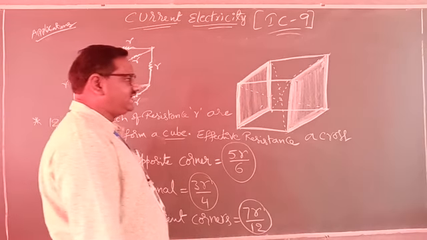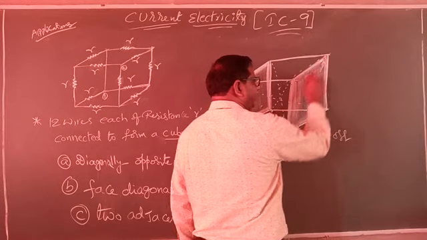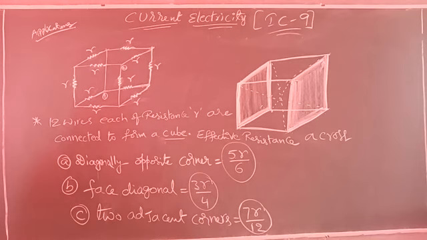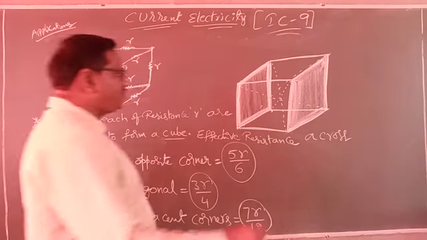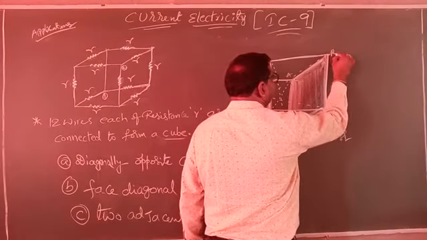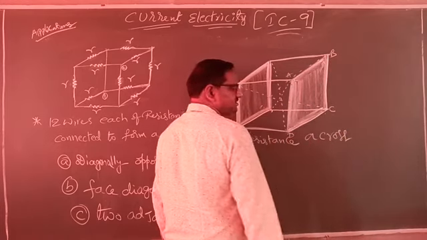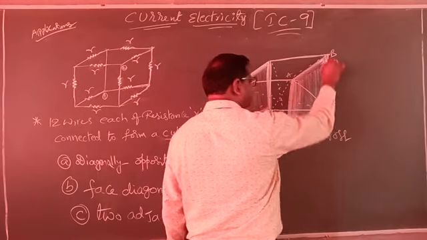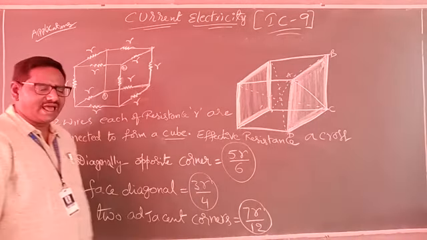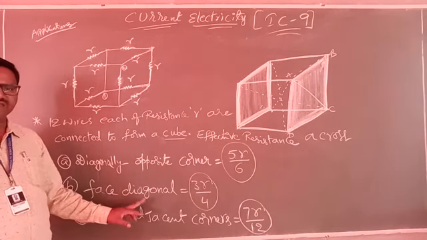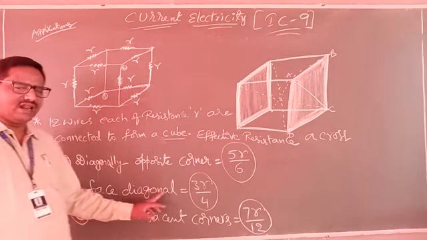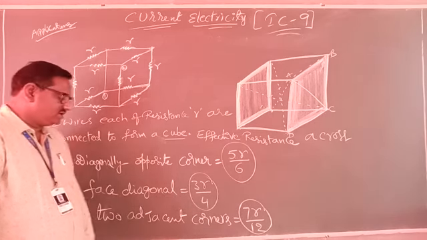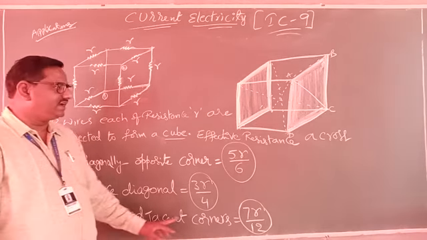Now, face diagonal. Face means we already know that. Here the shaded part is one face. Shaded part diagonal means how can you write? Very simple. Suppose I give the names ABCD. This is one face. In that, the diagonal is nothing but either AC or BD. Any one. If the effective resistance between any one face diagonal is, how can you write? 3R by 4.